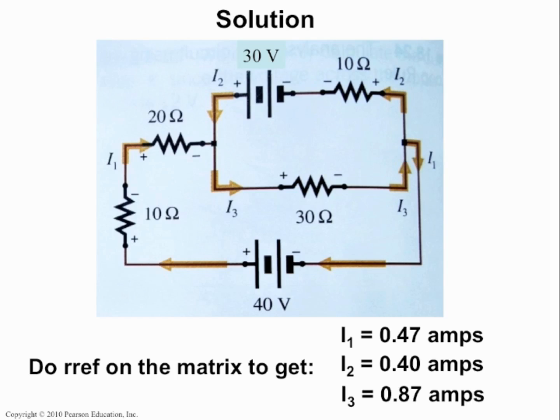Those in pre-calculus or who took it last year know the math behind it. If you didn't learn the math behind it yet, it's going to be enough to learn how to do it on your calculator for solving these problems. Okay, so we have our current I1 equals 0.47 amps, current I2 equals 0.40 amps, and I3 equals 0.87 amps. And since they're all positive, it means that all our original guesses were right.